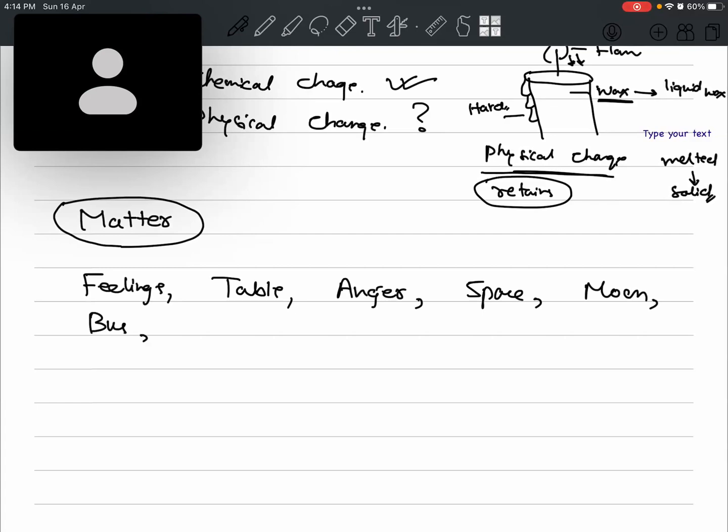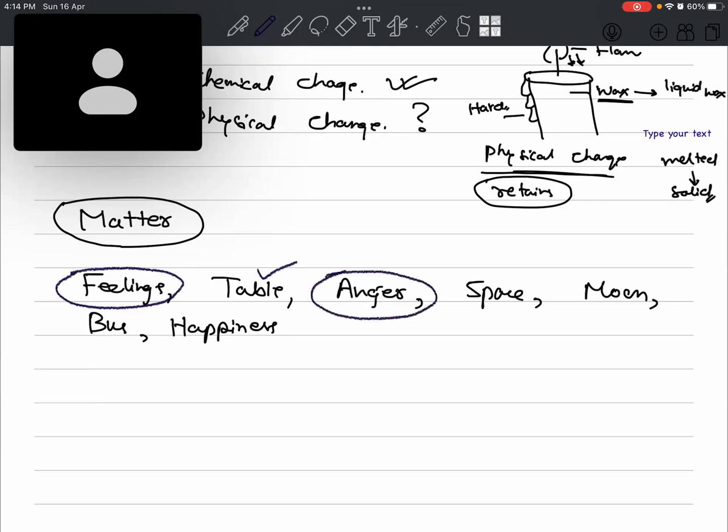Okay, so out of these options, tell me which of these are matter and which are not. Feelings, not matter. Okay, not matter. Table is a matter. Okay, what about anger? Not a matter.